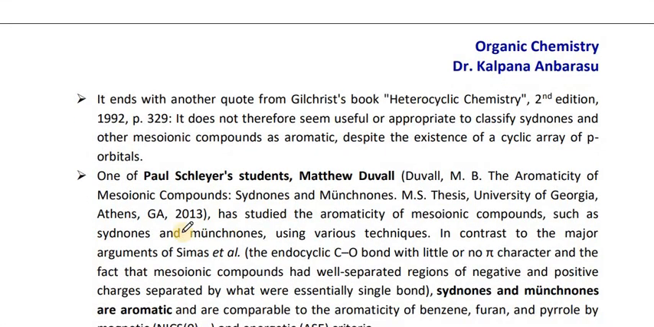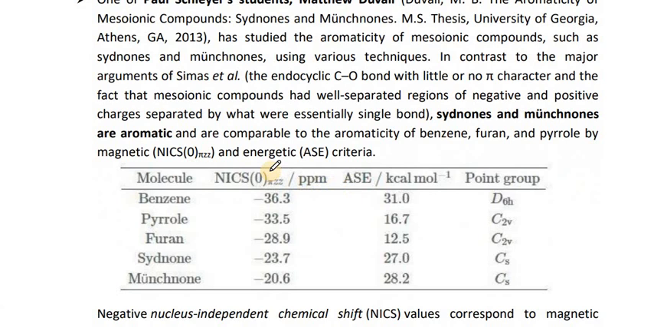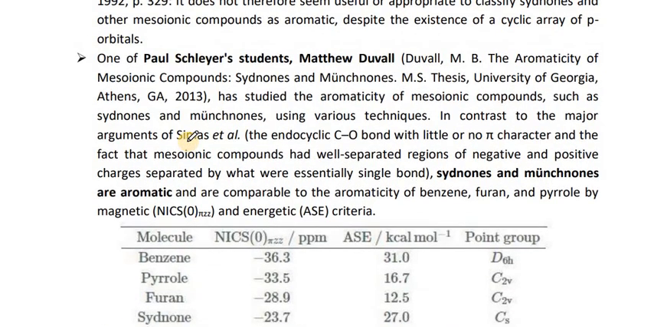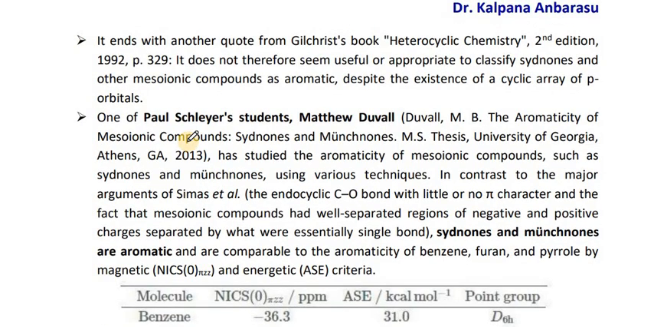But later in 2013, Paul Schleyer et al. performed the same computational calculations, but they measured NICS values. What is meant by NICS? Negative nucleus independent chemical shift values. And they compared the NICS values of benzene, pyrrole, and furan with sydnones and münchnones. They observed that all the NICS values are similar to benzene. Therefore, sydnones should be aromatic, similar to benzene. Paul Schleyer et al. concluded that sydnones and münchnones are aromatic in nature.